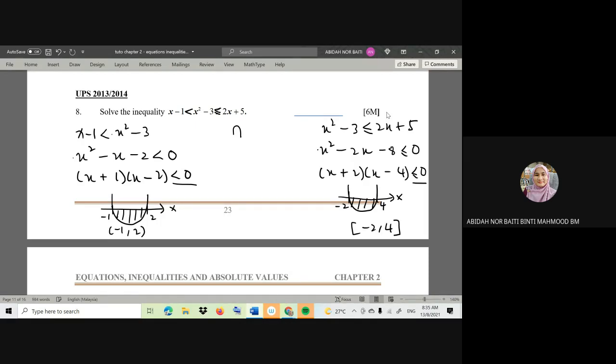So here we have two answers, right? We combine these two answers by using a number line. We start from -2, -1, 2 and 4. Here from -1 to +2, we use an empty circle. Here from -2 to 4, we use a square bracket, so we use a filled circle.